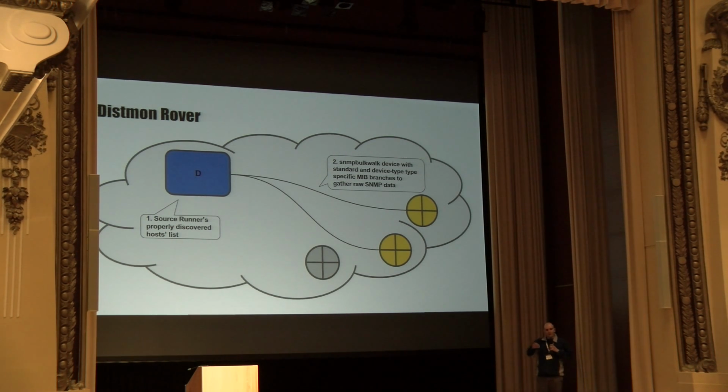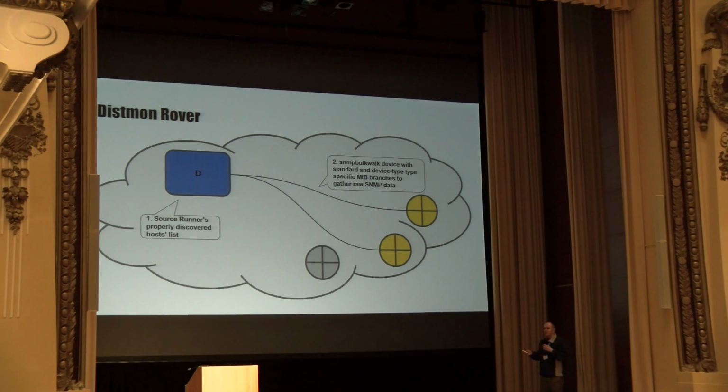the list of the properly discovered systems or devices. And it does two things. First of all, it extracts SNMP data that should generically be provided by each and every device, like interface traffic specific data.